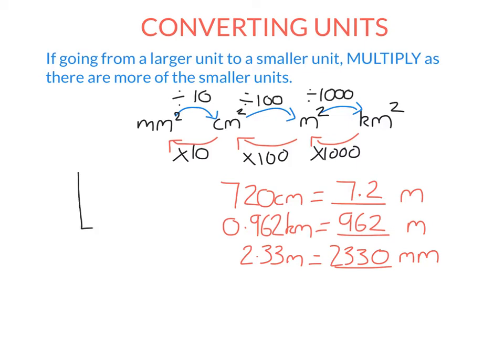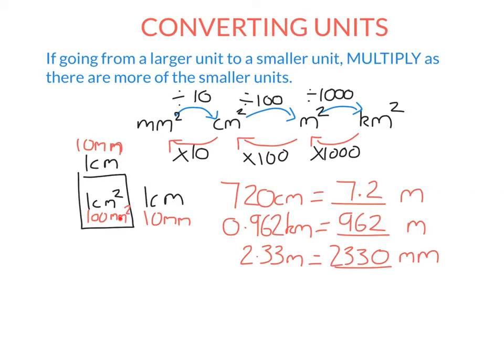Well, remember, a square centimeter is this. It's like a square that's 1 centimeter by 1 centimeter. The area of this square is 1 centimeter squared. But I know that 1 centimeter is 10 millimeters. So the area of this square is 10 millimeters by 10 millimeters. 10 times 10 is 100. It's 100 square millimeters. So it turns out there are not 10 millimeters squared in a centimeter squared.